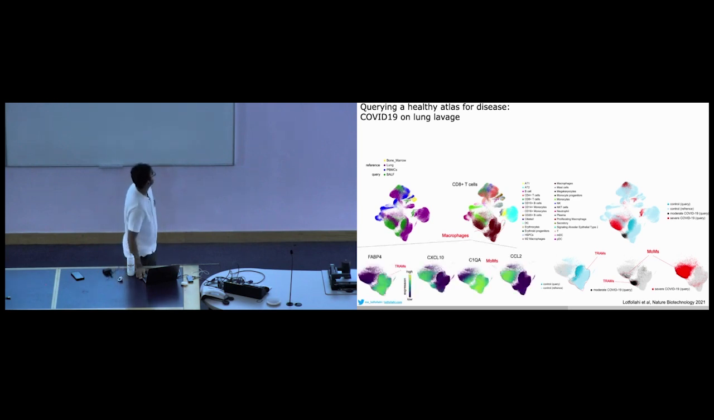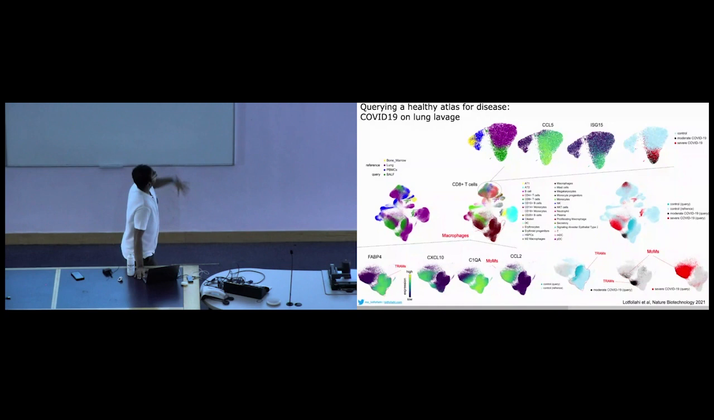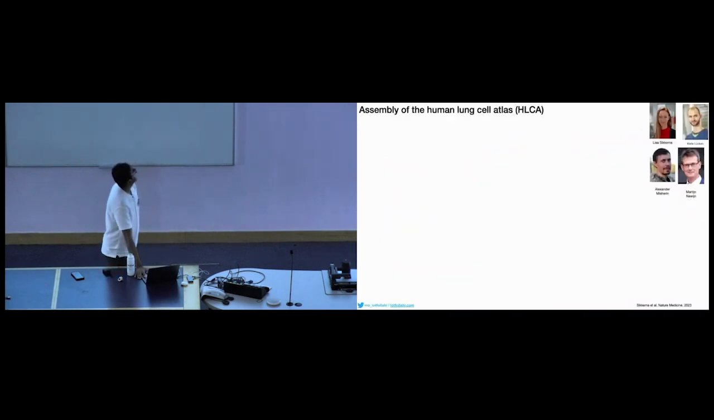Then we validated this with the help of lung biologists to see whether this is actually a novel state or not. And we observed the same thing with CD8 T cells. There were some CD8 T cells that were only specific to disease, and we could identify them using this approach. Okay, so that was one example to show off why and how you could use a healthy reference or a reference data set.